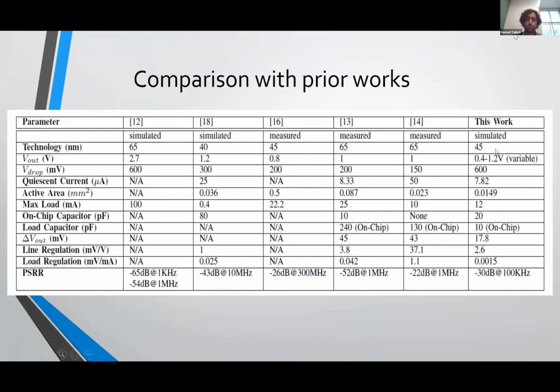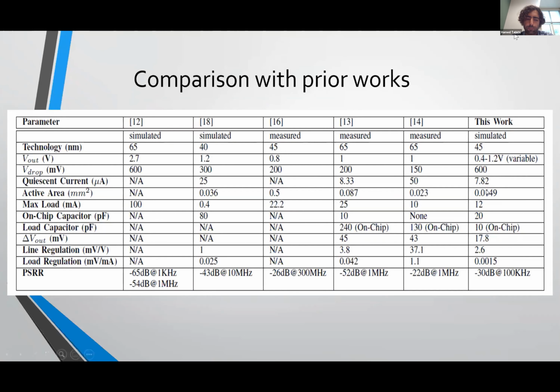In this work, we simulated in 45 nanometer technology. There are few designs available in the literature, so we compared with all the available designs in 65, 45, and 40 nanometer that we found. As you see here, the output voltage is variable. We are getting 0.4 to 1.2 volts. The voltage drop is higher here, 600 millivolt. We are trying to improve this parameter in our next design.